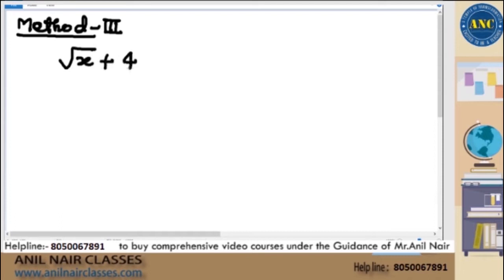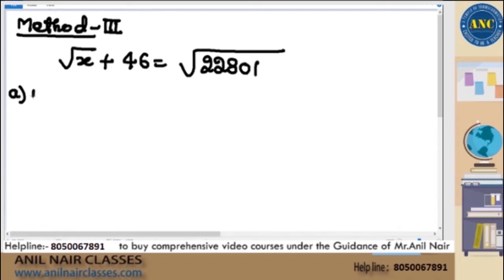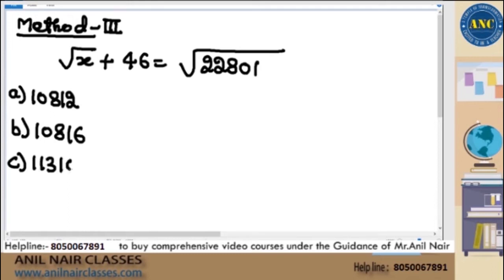Root of 22801. The options are 10812, the second option 10816, the third option 11310. Just because you got the answer, do not feel so happy about it. You should know why the other four are incorrect. Then only you will feel extremely confident.